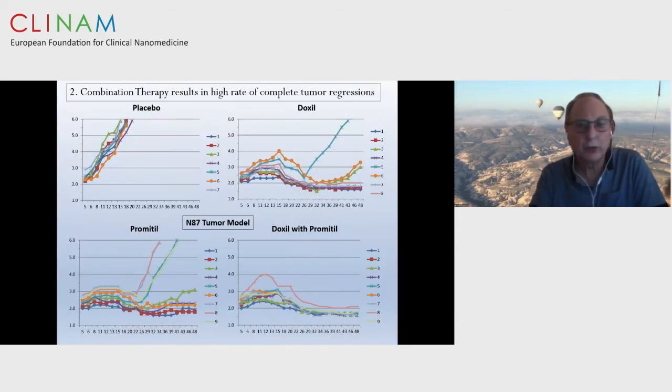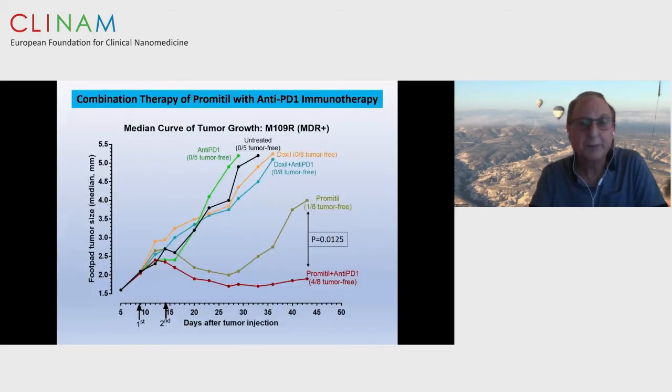The same is when we combine with Doxil. Again, we have experiments in which we can get practically nearly 100% cure rates when we do these combinations with a good safety profile. And another thing that we have been investigating recently is combining with anti-PD-1 immunotherapy.